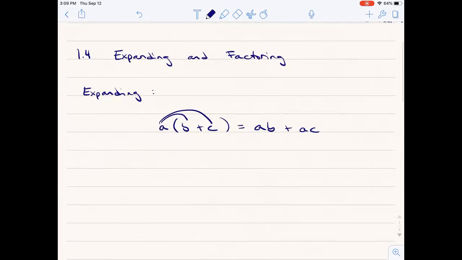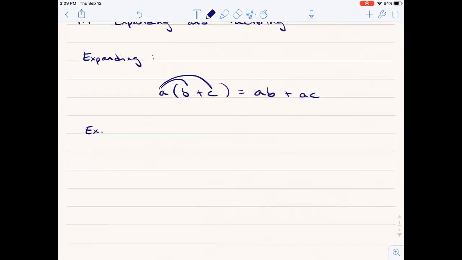Okay. So just as a quick little example, if we have some numbers, 4 times A plus 3, if we're expanding this, right, we have to multiply the 4 in. So 4A plus 4 times 3 is 4A plus 12. Right. So far, so good.